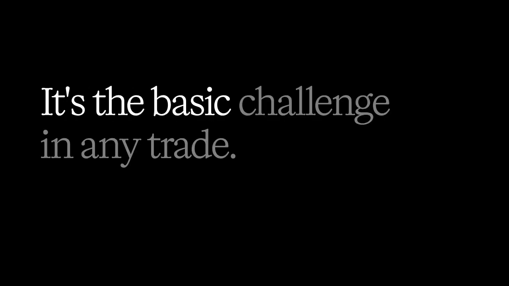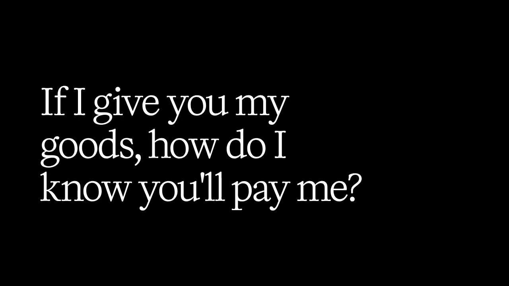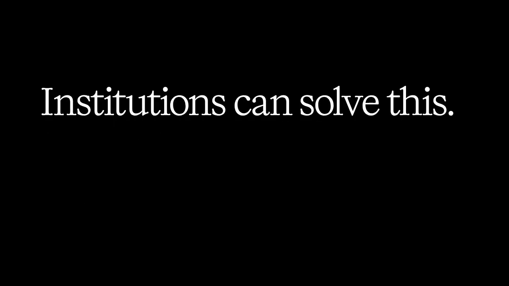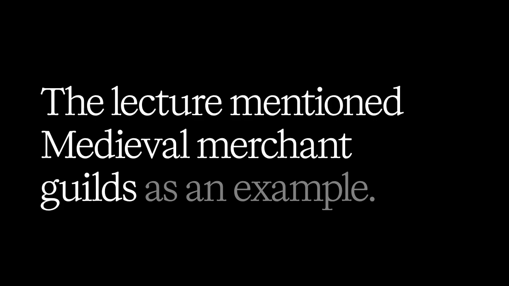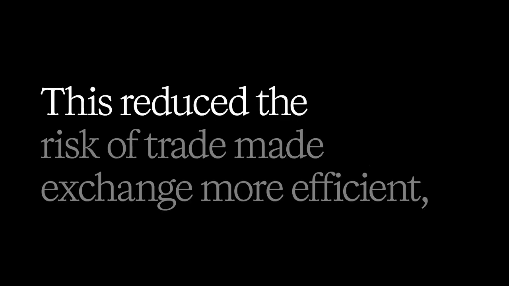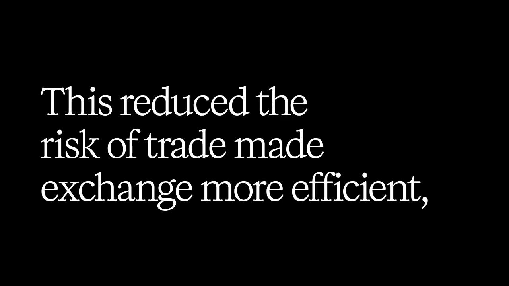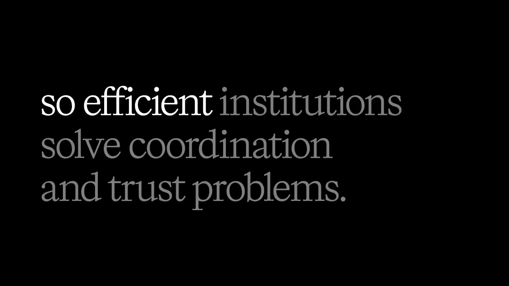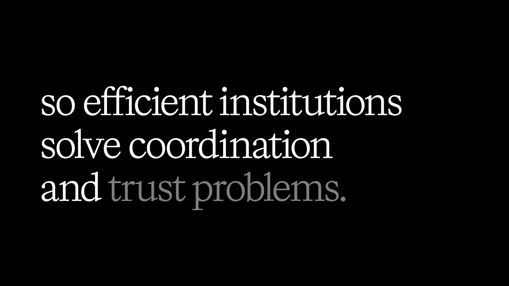What's that? It's the basic challenge in any trade. Trust. If I give you my goods, how do I know you'll pay me? Or vice versa. There's an incentive to cheat. Right. Institutions can solve this. The lecture mentioned medieval merchant guilds as an example. They created rules, reputation mechanisms, and ways to punish cheaters within the guild. This reduced the risk of trade, made exchange more efficient, and arguably helped drive commercial expansion in Europe. So efficient institutions solve coordination and trust problems.